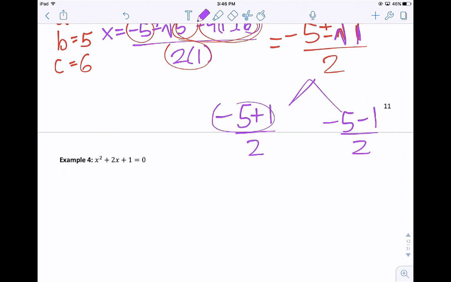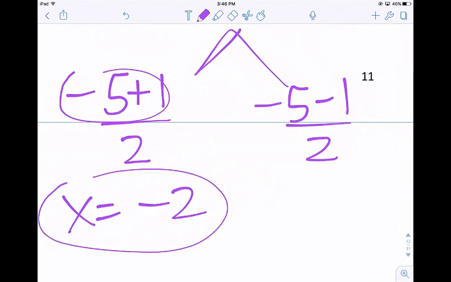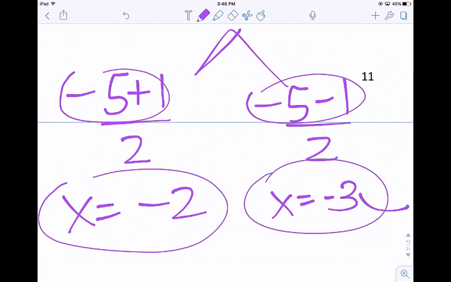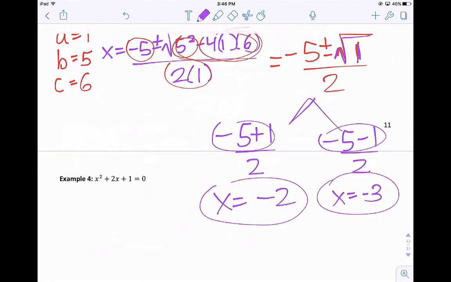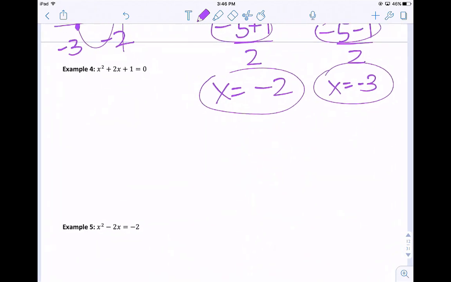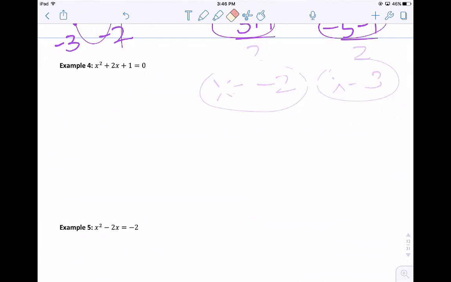So this answer, negative 5 plus 1 is negative 4. Negative 4 divided by 2 is negative 2. And then right here, negative 5 minus 1 is negative 6. Divided by 2 is negative 3. So this one we could have done box and circle because they're whole numbers, but quadratic formula gives the zeros. And so here we have two zeros at negative 3 and at negative 2 is where they cross. Okay, 2 more examples, and then work time.